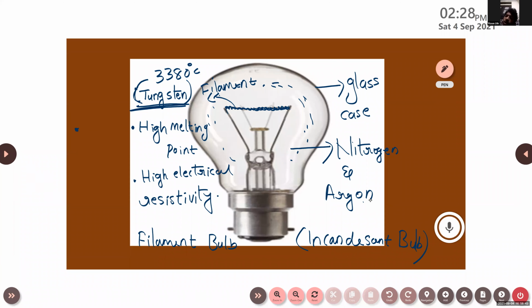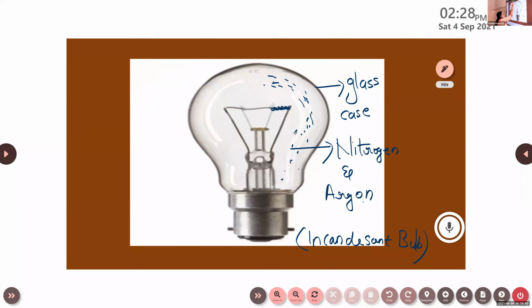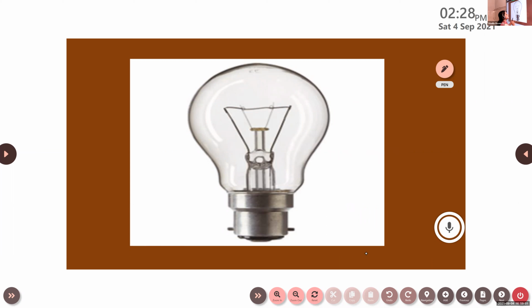Nitrogen and argon gases are filled in these empty spaces of the glass case of the incandescent bulb. Here you can see nitrogen and argon gases. Why are we filling these empty spaces with nitrogen and argon gases?